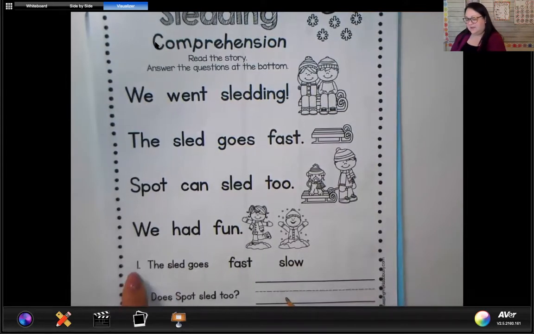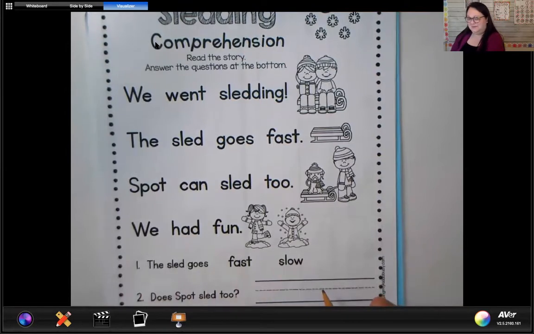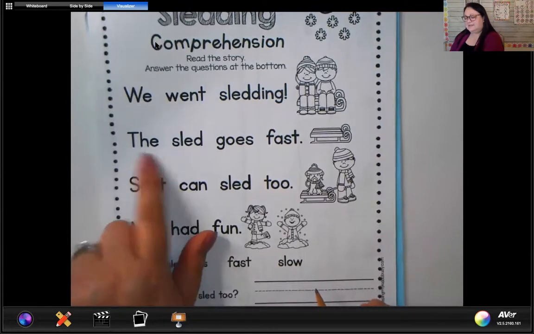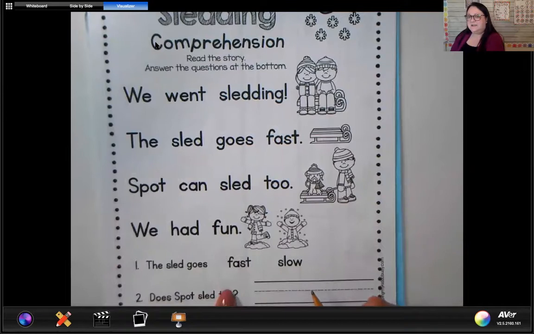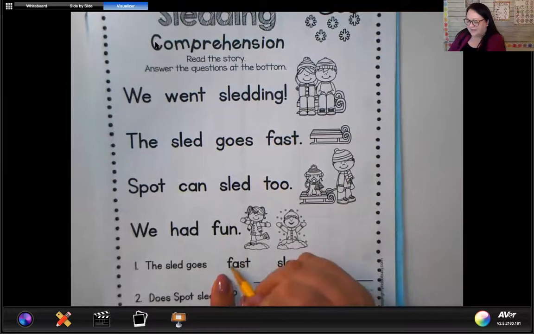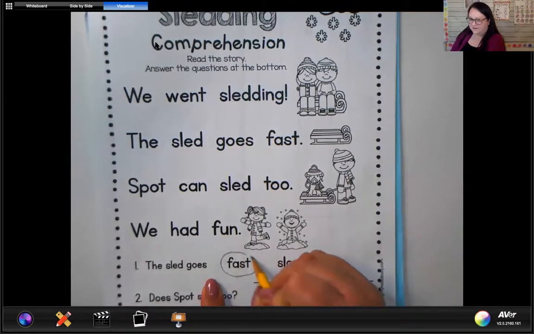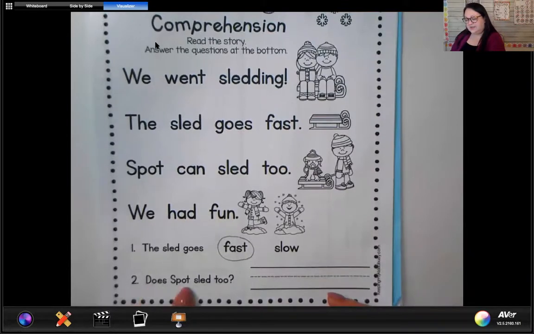Question number 1. The sled goes fast or slow? Fast or slow? What did the story say? Up here it said the sled goes fast. Now which one of these words is fast? You know that it starts with a sound. Could it be this one? No, because this one starts with an S sound. Fast. It would be fast. This is it right here. Good job, you guys.